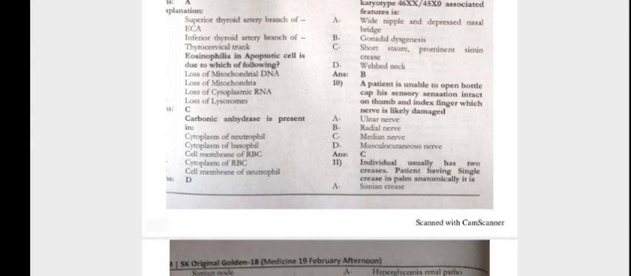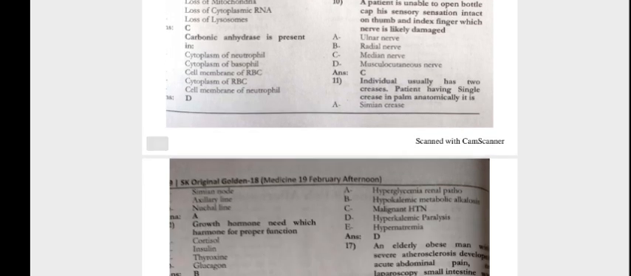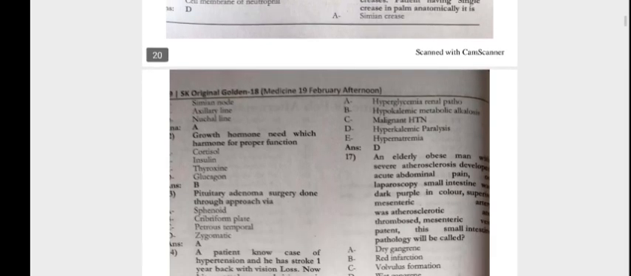The patient is unable to open a bottle cap. His sensation is intact on the thumb and index finger. Which nerve is likely damaged? That is the median nerve. An individual usually has two creases. Patient having a single crease in the palm. Anatomically it is the simian crease.